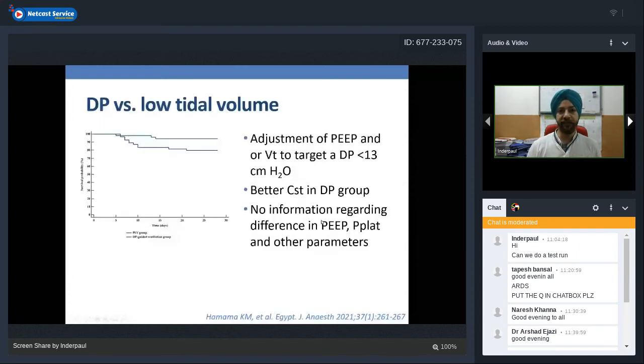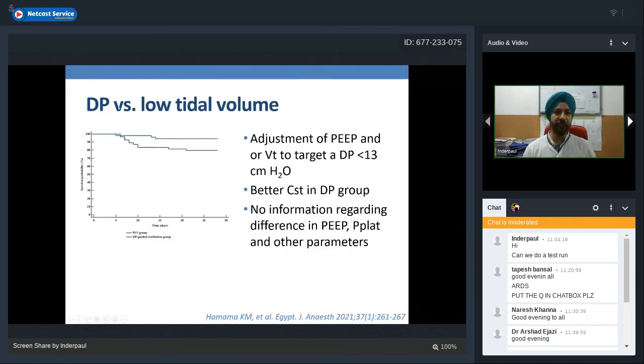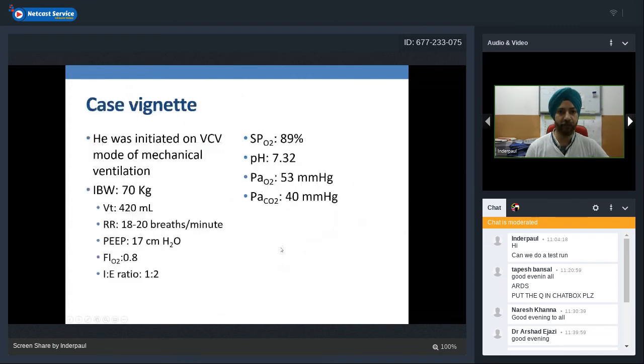I could also find another RCT which in fact showed a benefit in mortality if you use a driving pressure strategy compared with a low tidal volume strategy. So I think this is a hot topic, and we will see more evidence coming in this strategy. They showed that if you target a driving pressure of less than 13 by adjusting your PEEP and tidal volume, you could actually improve survival. However, this paper again had small numbers, and it gave no information regarding the plateau pressures and other parameters, including the etiology of ARDS. So the jury is still out. It looks like a very good concept. Let's see how it turns out.